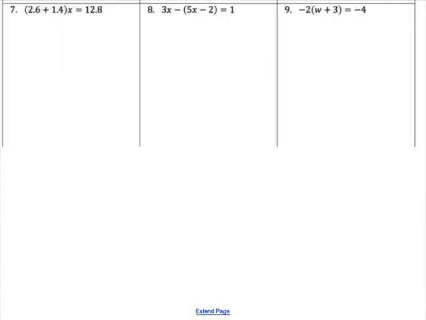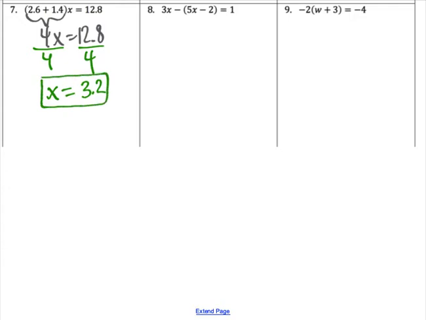Okay, a few more examples here. Right here, we need to simplify both sides. 2.6 plus 1.4 is 4. 4x equals 12.8. Then we need to isolate the variable term. That's done. Now we need to make the coefficient 1. We'll need to divide by 4 in order to do that. And that gives us x equals 3.2. And that is our solution.